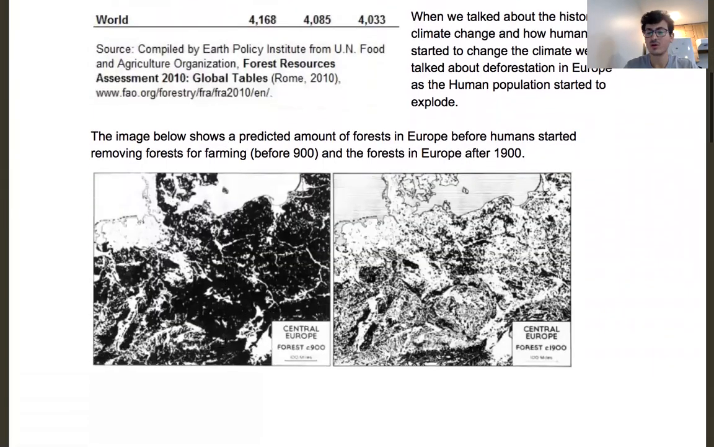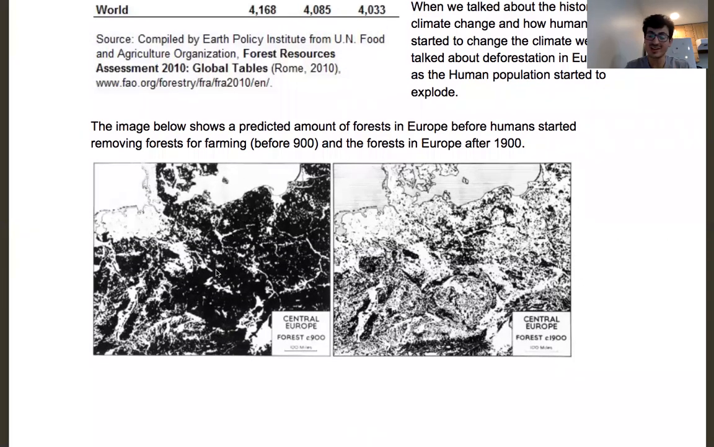So if we look at the images below here, we can see predicted images of how the forest would look before 900 and what the forest looked like after 1900. We can see the black represents forest and the white represents farmland or residential areas or cities. So we can see a drastically reduced forest in Europe. And this was because people started farming.